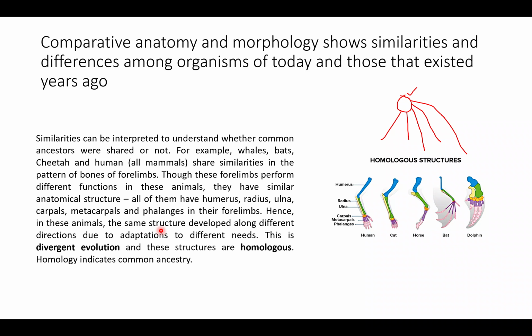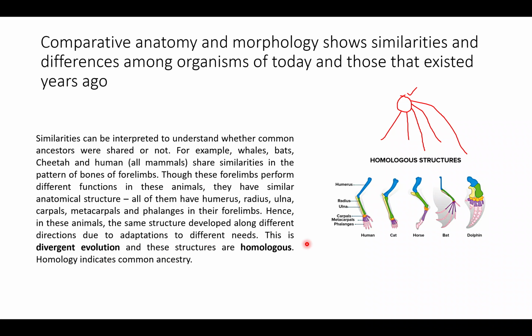Hence, in this animal, the same structure developed along different directions due to adaptation to different needs. So based on their need, the dolphin to move in the water, and the bat to fly, they developed the same structure along different directions due to adaptation to different needs. And this is called divergent evolution.